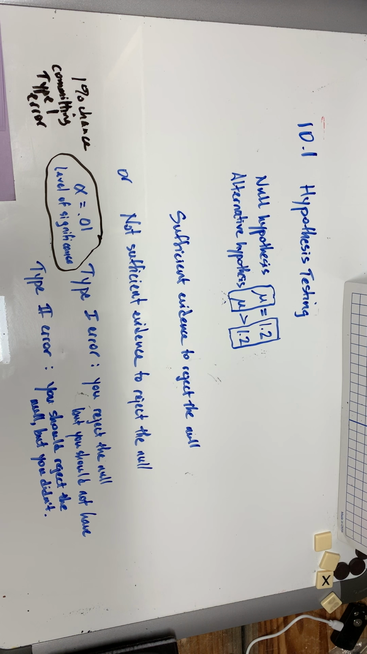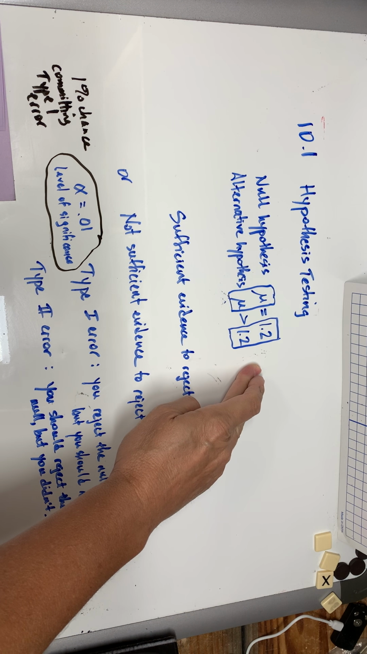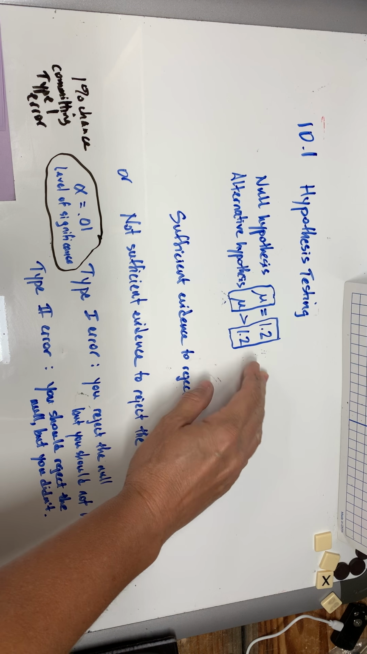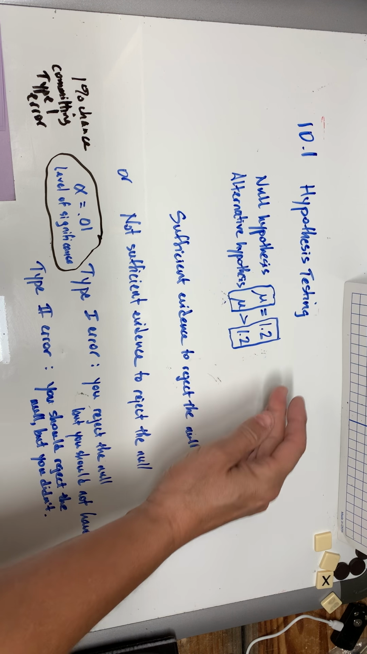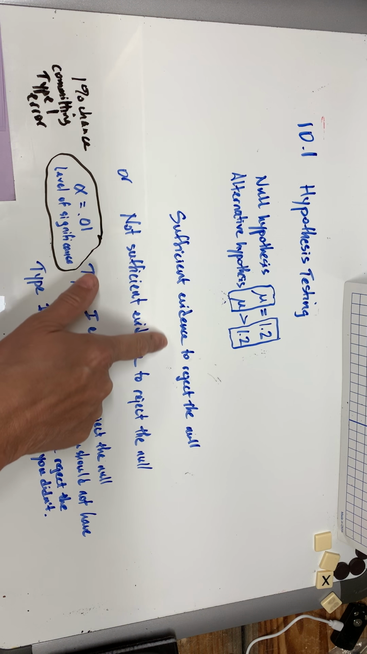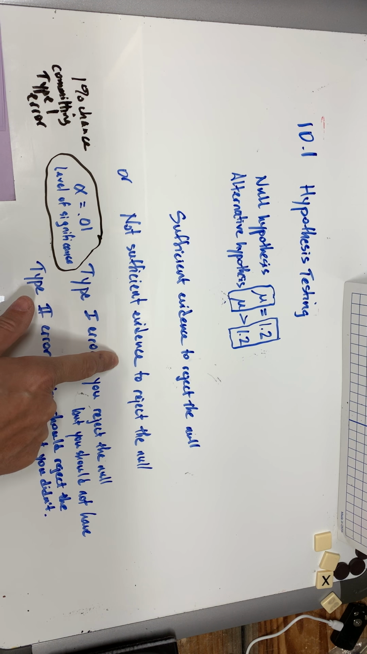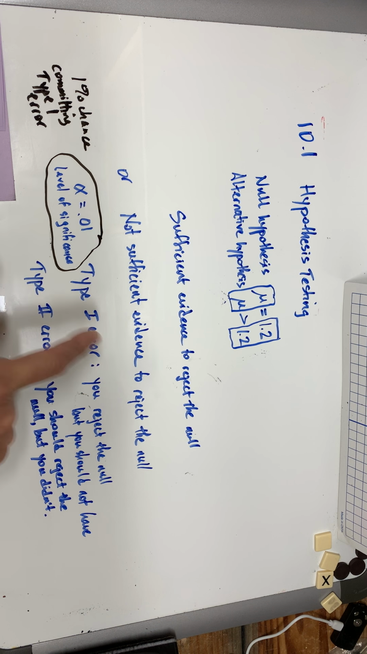Once we jump into 10.2, we will actually be conducting the statistical analyses, so that not only do you have the null hypothesis and the alternative hypothesis, but you can make a decision about whether you would reject or not reject the null. Okay?